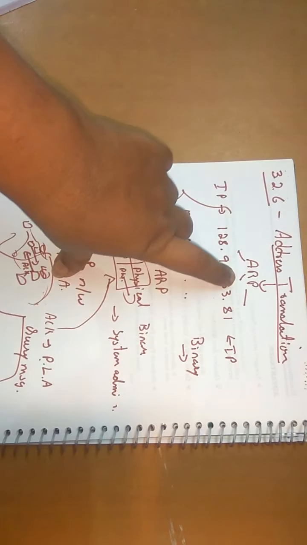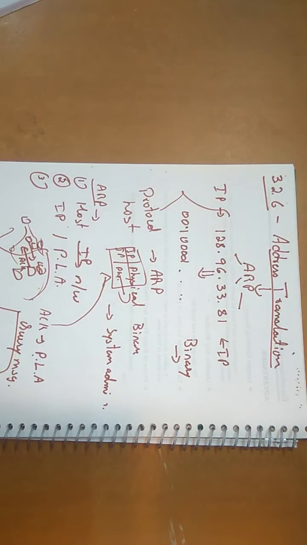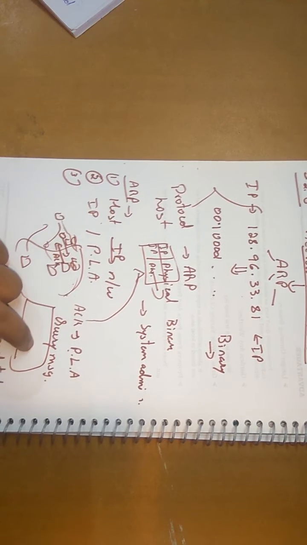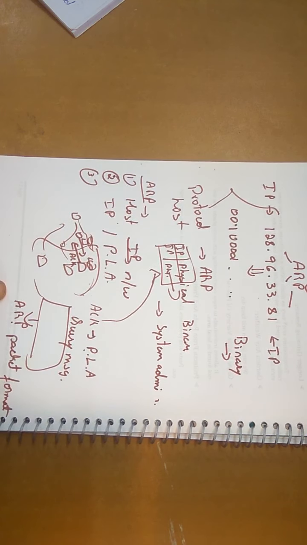So this address resolution protocol, in a simple concluding line, translates the IP address to the link level address, also called the physical address. How? By sending the query message, which is also called the ARP packet format.